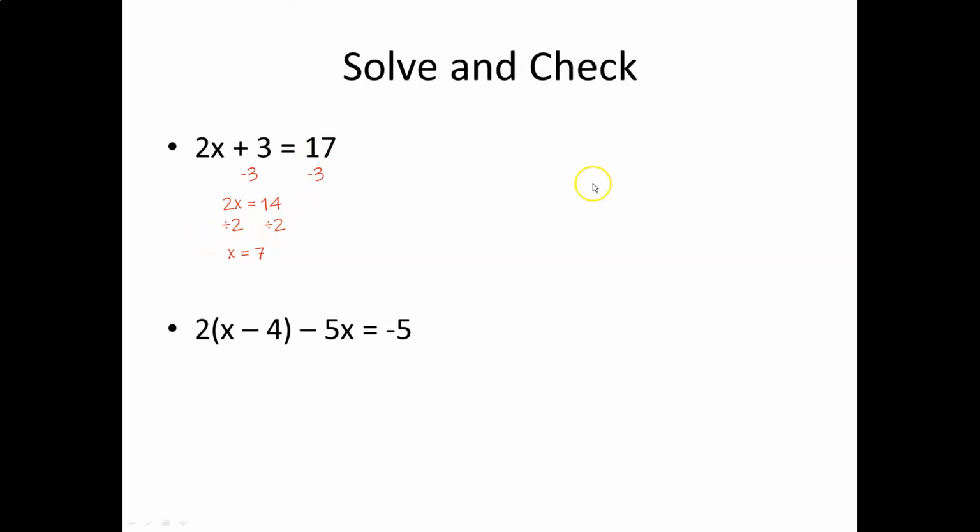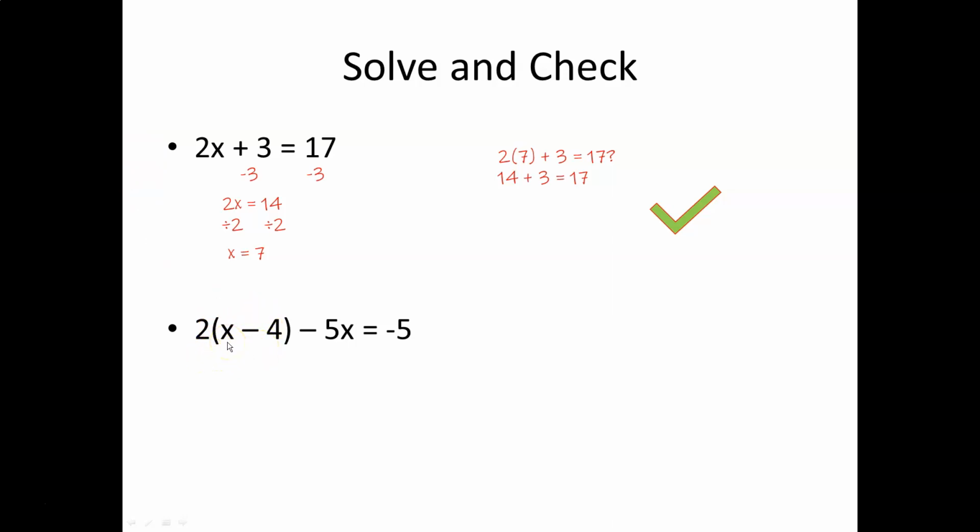Now that we've got an answer, let's check. We put the 7 in for x and see if it comes up to our answer. Does 14 plus 3 equal 17? Yes, it does. That's called solving an equation. Moving on, now we have parentheses involved.